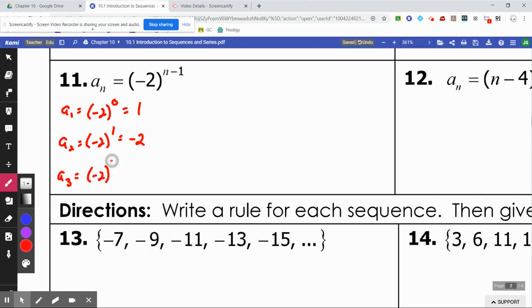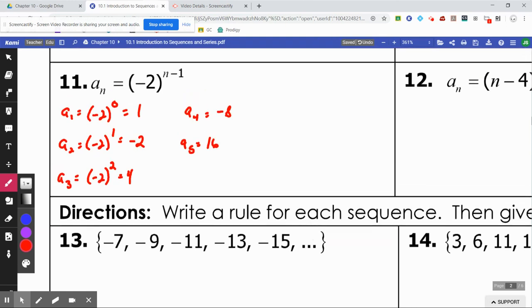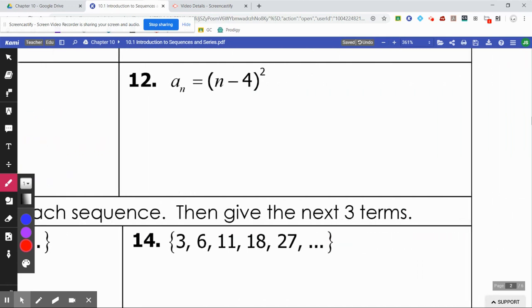The third term is -2 to the 3 minus 1 power, which would be the second power. That'd be 4. Then you can finish that out. A of 4 and A of 5 would be -8 and +16. If you see the pattern, you can go ahead and find the next terms. Instead of plugging in, you can just see and write down the next terms in that sequence.